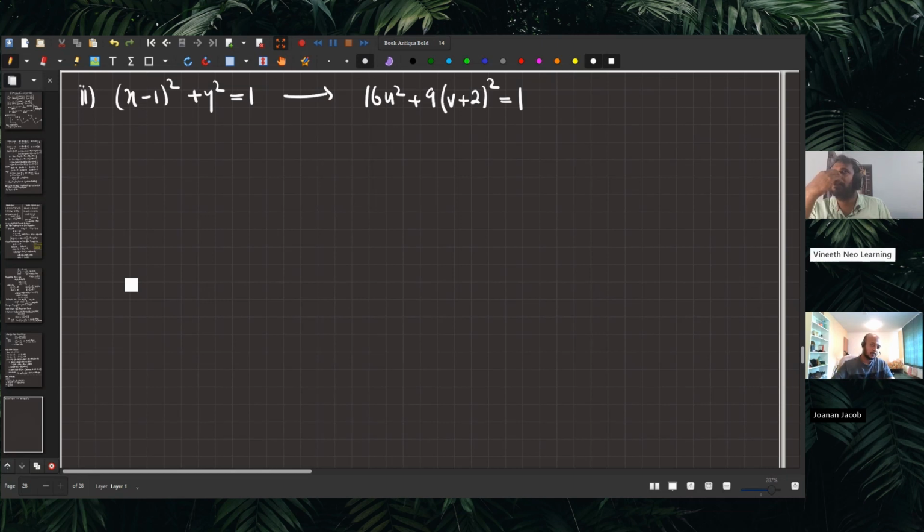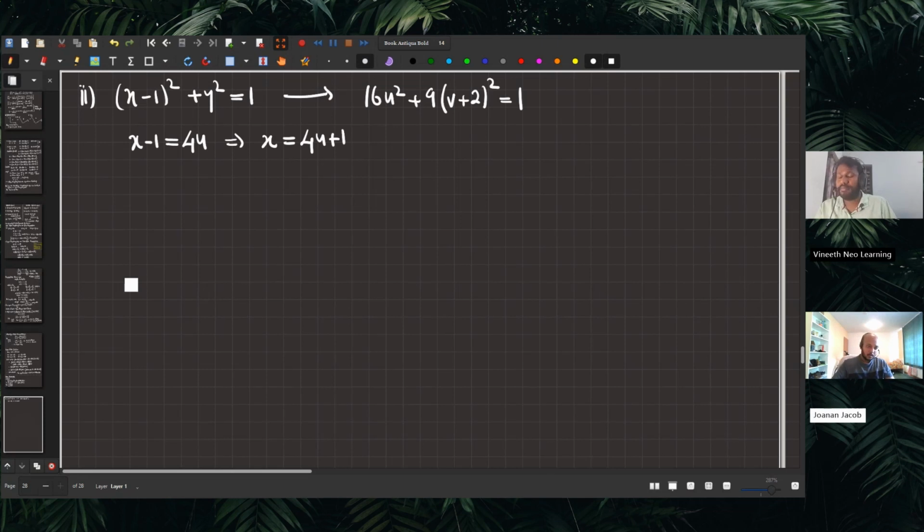No, I think x minus 1 should be... one second. What was the equation? (x minus 1) whole squared plus y squared equals 1. Okay. So (x minus 1) whole squared is equal to 16u squared. From here we can take the square root. You will get x minus 1 is equal to 4u, which implies x is equal to 4u plus 1. Right.